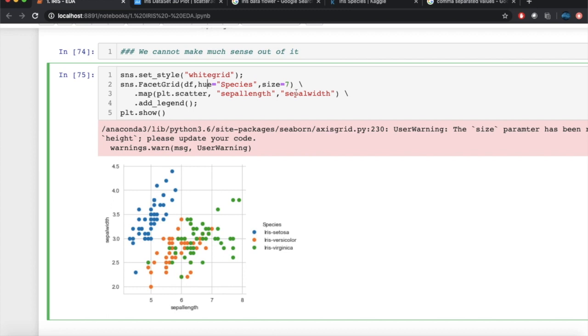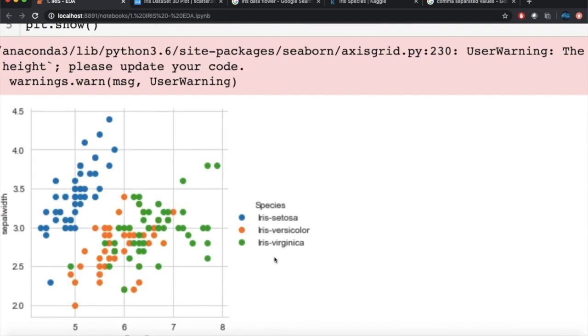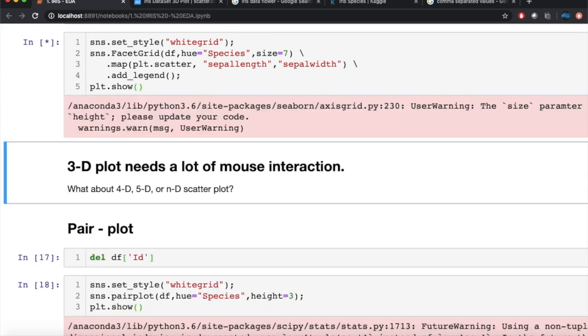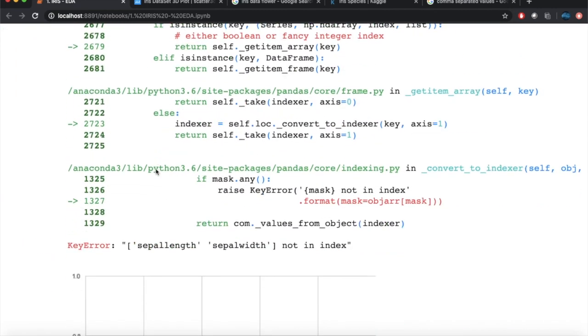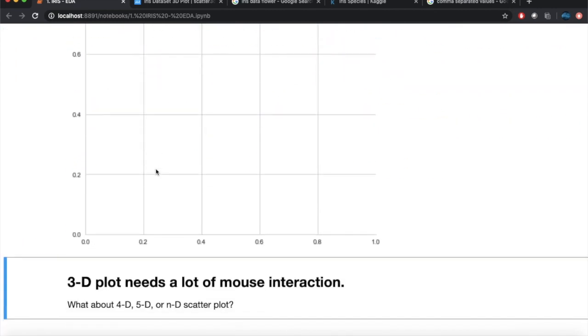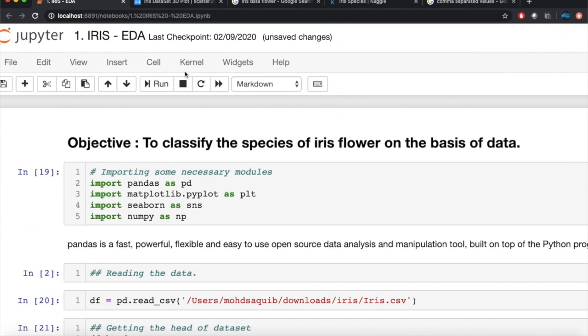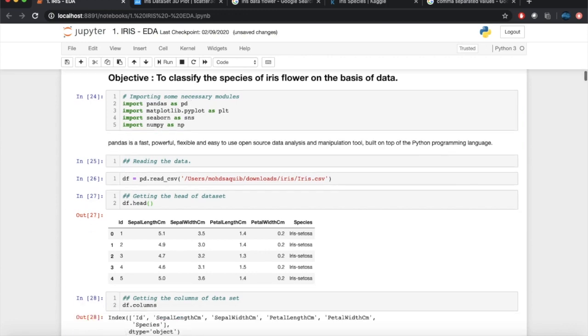Size is again to determine the size of the figure. So let's plot it. Plot dot scatter. On the x-axis we have sepal length, on the y-axis we have sepal width. Add legend. The legend shows species Iris setosa and so on, which tells us which color belongs to which species. And again using matplotlib plt dot show, we get this. Okay, there is some error. Let me check. Okay, I have not run it properly. Maybe. Wait a second.